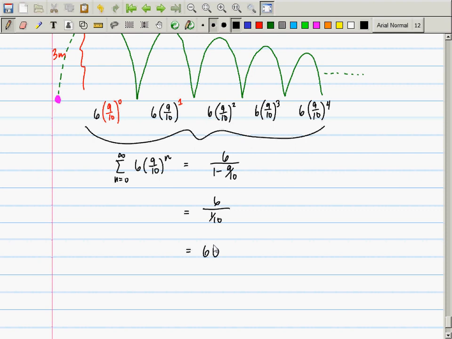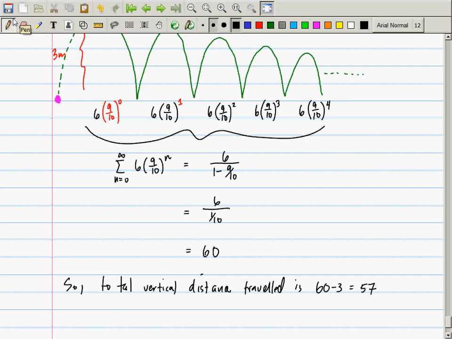No, because I need to subtract 3, remember? I added that 3 at the beginning to make the question algebraically a little easier, so now I need to remove it again. So the total vertical distance traveled is 60 minus 3, which is 57. So it traveled 57 meters vertically. So any question about this?